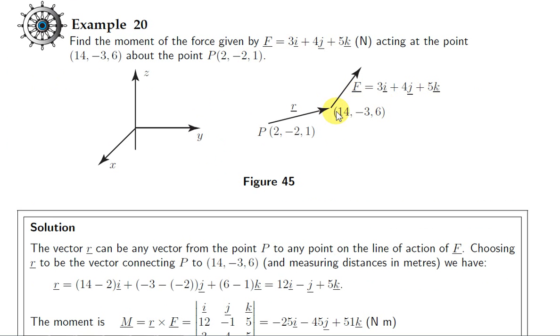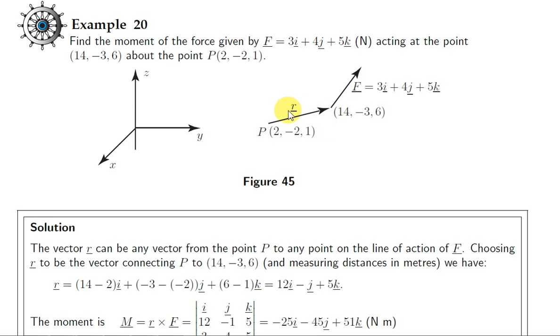It acts at the point with coordinates (14, -3, 6), and we want to take the moment of force F about the point P. So we need a vector R. Now vector R can be any vector whose tail is at the point P and whose head is any point on the line of action of F. Obviously it's easier to use this point because we're given that this point is on the line of action of F. We could pick other points, but that's more work, we don't need to do that. So we can use this particular R.